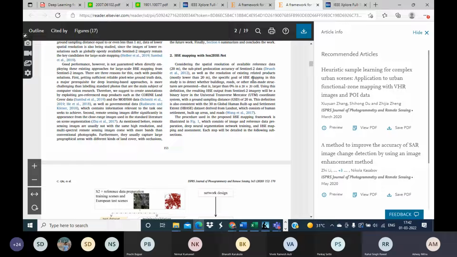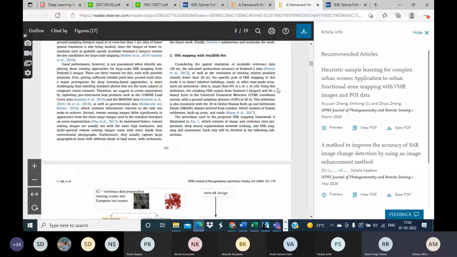So every pixel is like a 20 meter by 20 meter region. So whether that 20 meter by 20 meter region contains some buildings or roads or other man-made structure. Okay, I mean, so total 400 square meters is there. So out of these 400 square meter region, is there even some non-zero region which covers any of these things? That is what they are trying to do.